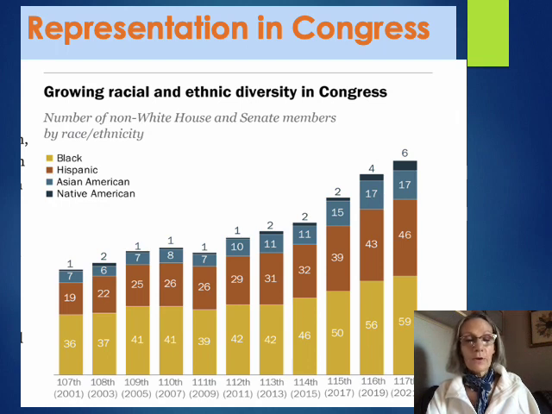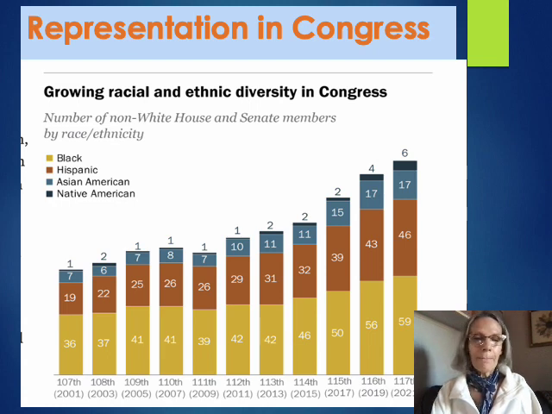We also see increasing racial and ethnic diversity in Congress, to the point that the House of Representatives today is almost in parity with the general population of African Americans. 13% of the U.S. population is African American. In the House, it's 12%, so it has really closed the gap, but the gap is still pretty significant in the Senate, which is only 3% African American.